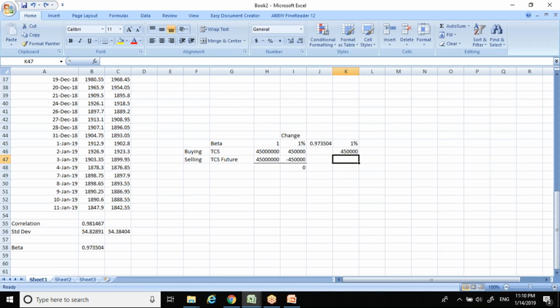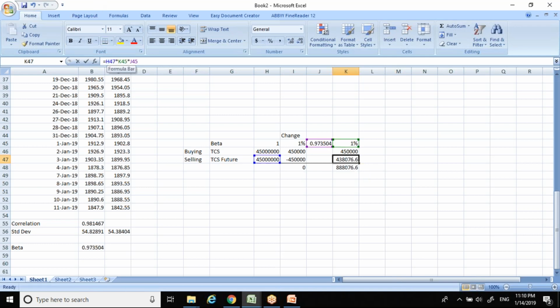Oh, I did wrong. I'm so sorry. So this is multiplied by 1 into beta. So this will move less. So in this situation, my position is not perfectly hedged.